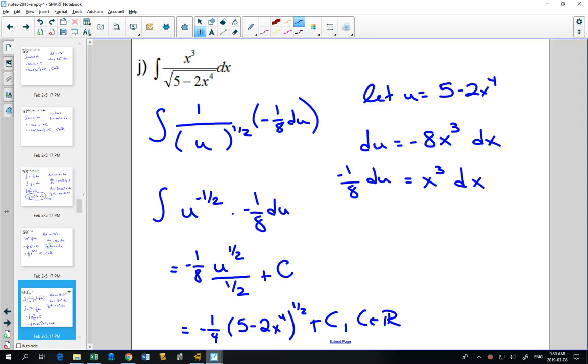If I did the derivative here, I'm going to get a negative 1/8 out in front. This is going to stay the same. Subtract 1 from the exponent will give me a negative 1/2, which will put that on the bottom. Chain rule would also multiply by a negative 8x cubed, and that negative 1/8 and the negative 8 would go away, just leaving me with an x cubed on top.